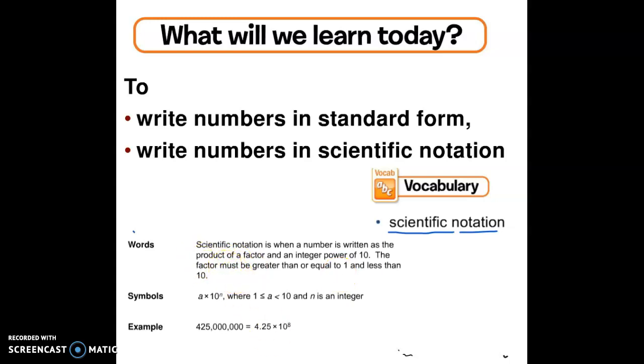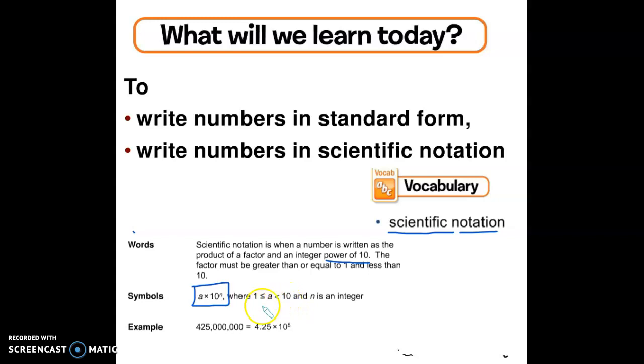Basically, a scientific notation is always written as a product of a factor and a power of 10. The factor must be greater than or equal to 1 and less than 10. So what does this mean? Whenever you write a scientific notation, this is your general form: a times 10 to the power of n, where a should be between 1 and 10. It cannot be 10 or more.